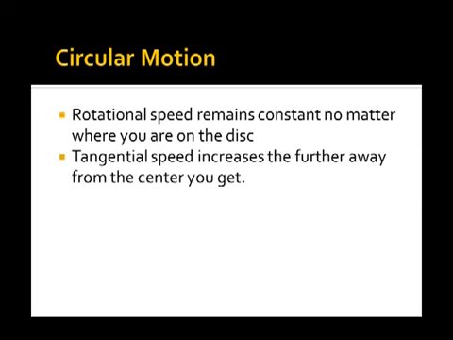Rotational speed stays the same no matter where you are on the disk or on the object that is rotating. So if you stand on the outside of a merry-go-round or you stand on the inside of a merry-go-round, it doesn't make a difference. You have the same rotational speed. It's the same no matter where you're at. The tangential speed, though, does change. It actually gets greater as you move farther away from the center of the object that's rotating, in this case the center of the disk or the merry-go-round.